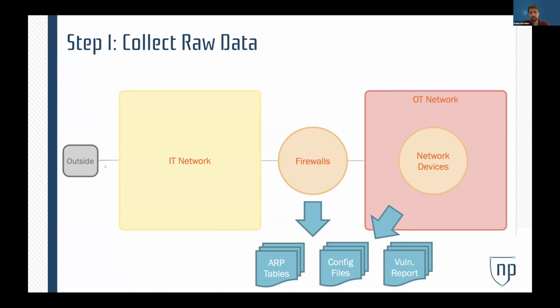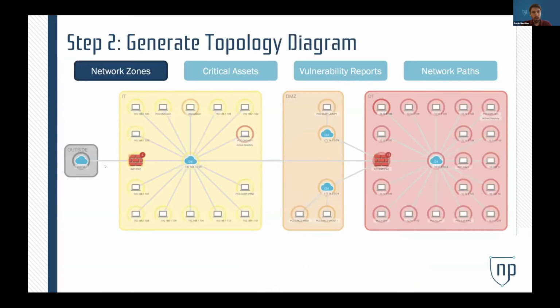So first step, collecting the raw data. We would instrument NP-Live to connect to your config file management system or your backup system to collect automatically and continuously the latest version of the configuration files of your firewalls, routers, and switches, as well as those ARP tables and potential vulnerability reports if you have any. Once you have those configurations imported into NP-Live, instantly it will show this visual map.